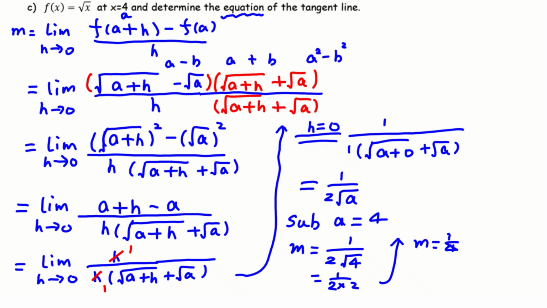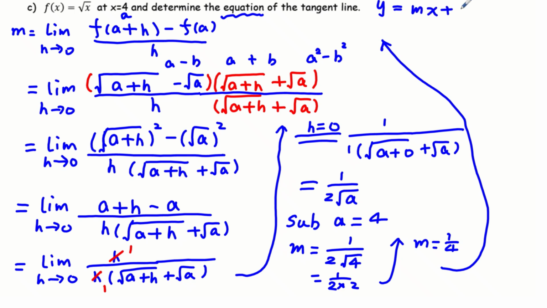And this is the only slope. The question asks you not only for the slope, but also the equation. So the equation for the straight line is y equals mx plus b. In this equation, we have two parameters we want to solve. m we know is 1 over 4, and we want to find the b.